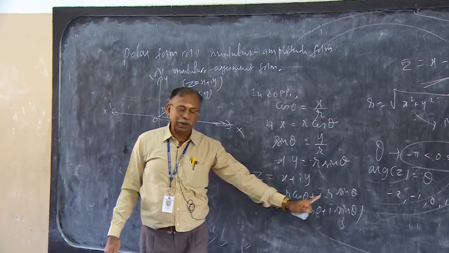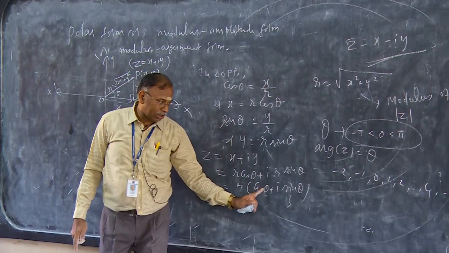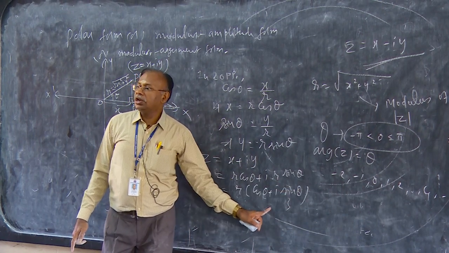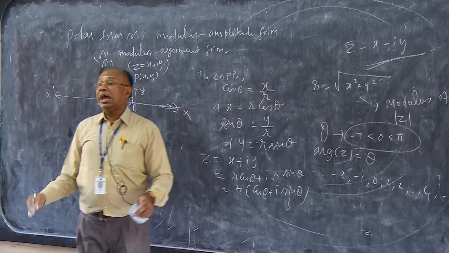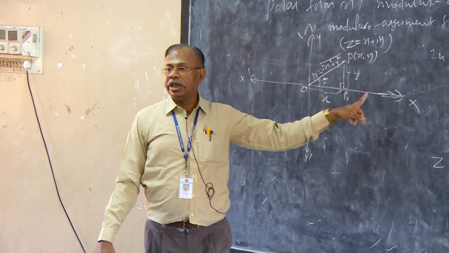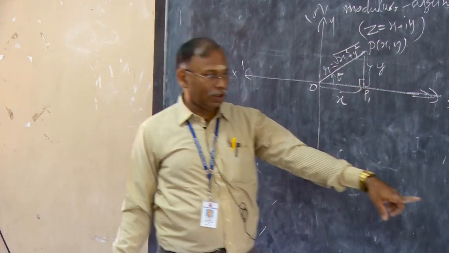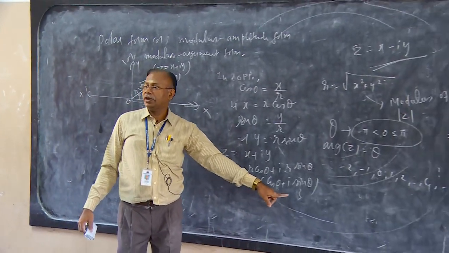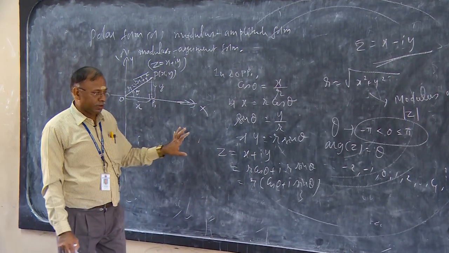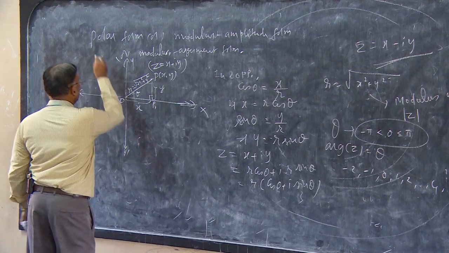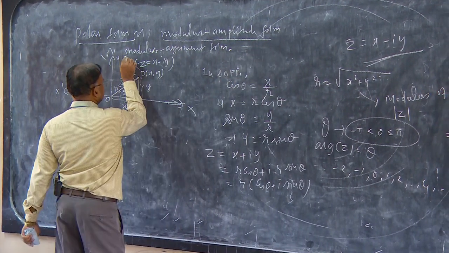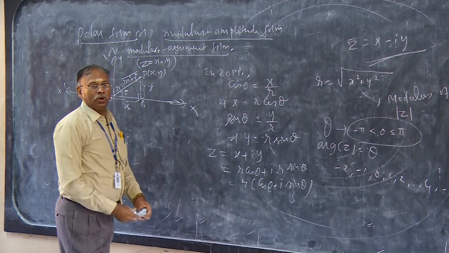Now, in x plus iy, I can replace it by r cos theta plus i r sine theta, and taking r as common, r into cos theta plus i sine theta. I am able to visualize that any complex number z equal to x plus iy can be brought to the form r into cos theta plus i sine theta. Such a representation is called the polar form of the complex number, or the modulus amplitude form, or the modulus argument form of the complex number.